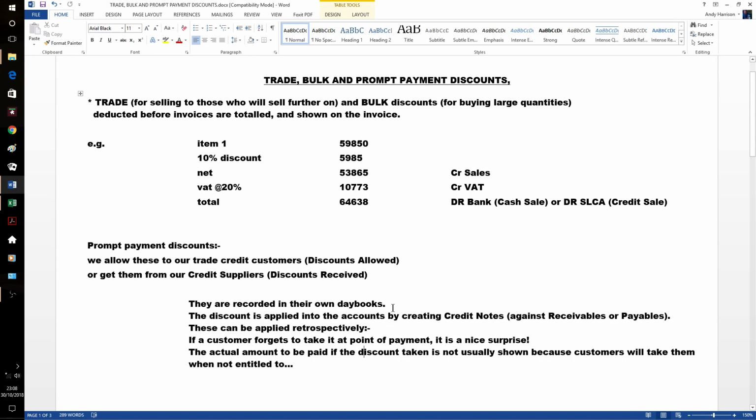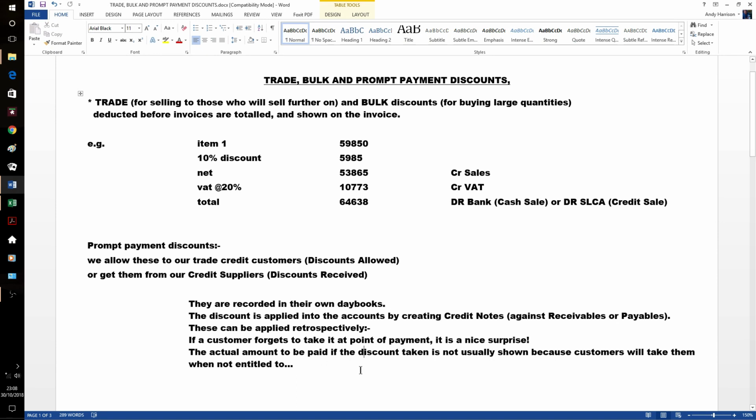The discounts applied into the accounts will actually create a credit note on our system, and it will be set off against the receivables or payables, or entered into the sales ledger control account or the purchase ledger control account. We can actually also apply these retrospectively. If a customer forgets to take it at the point of payment, it's a very nice surprise for them. Then again, you might just hope they forget and never notice.